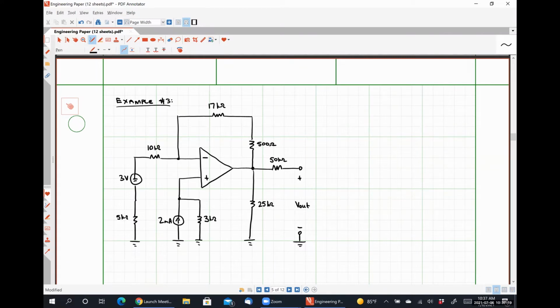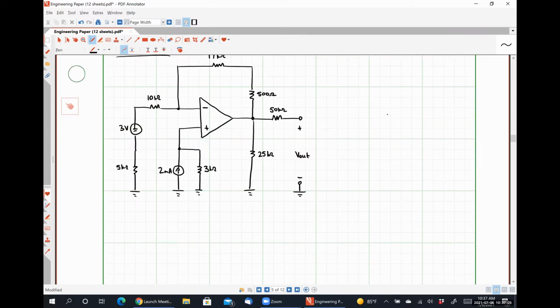All right. So let's start with step number 1. What is the voltage present at the non-inverting input terminal? Anybody have any thoughts on how we might determine it?